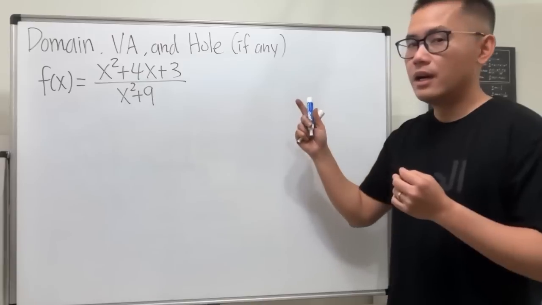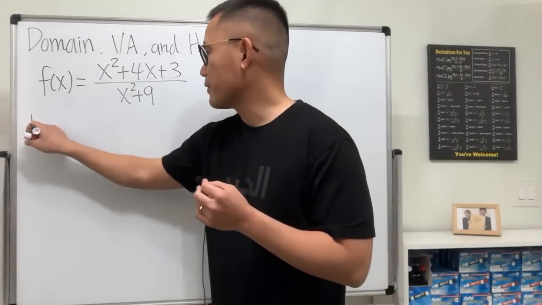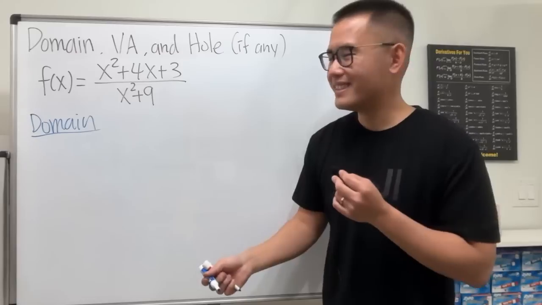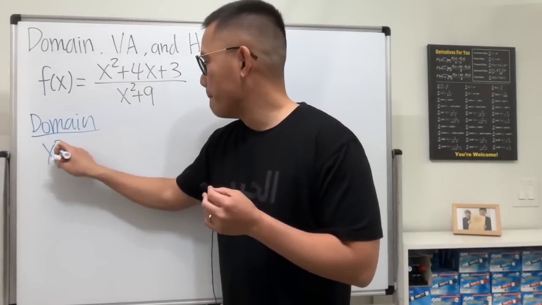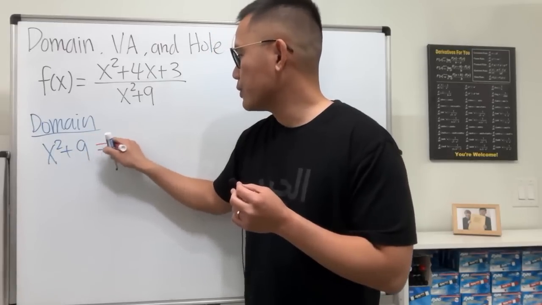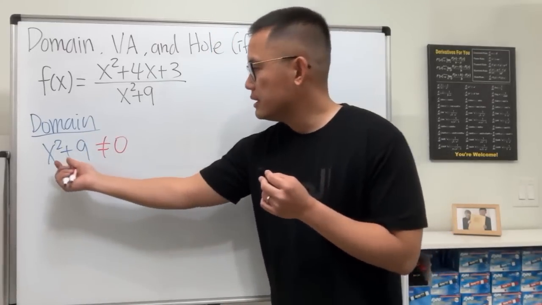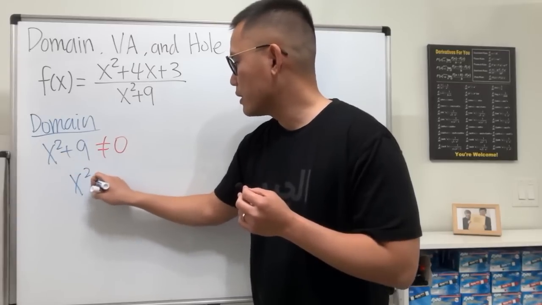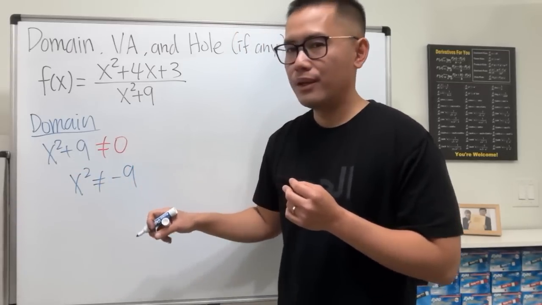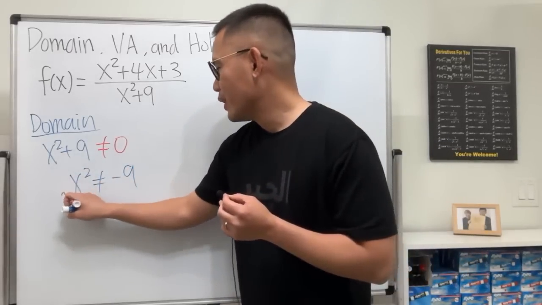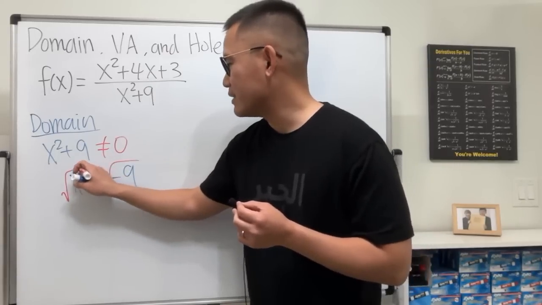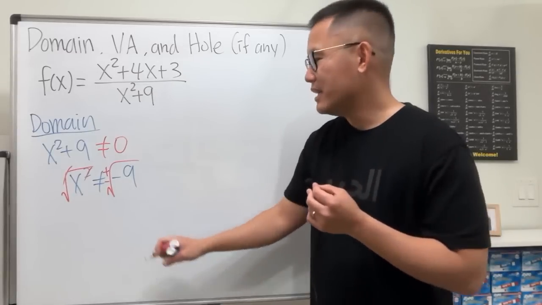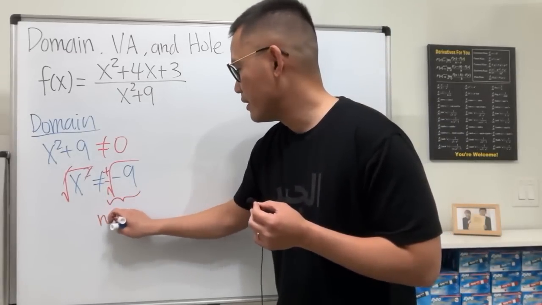Next one. Okay, for the next one, let's go ahead and find the domain first. I told you, new marker. All right, x squared plus 9, make it not equal to 0. But notice, this is just x squared, right? So we can subtract 9 to both sides. So x squared cannot be equal to -9. And if you want to continue, you take the square roots to both sides, cancel, and put a plus or minus. But square root of -9 is not a real result, right? Non-real.